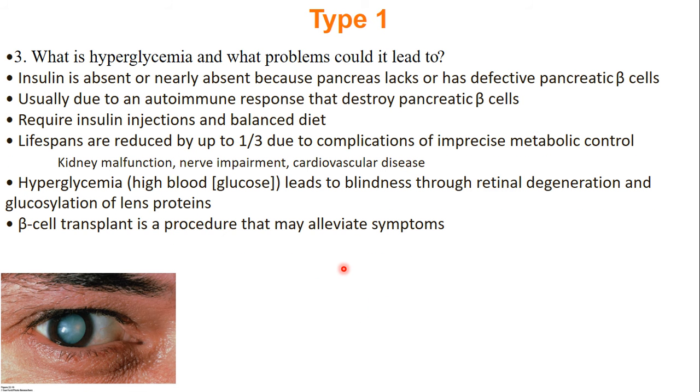What is hyperglycemia and what problems could it lead to? So during diabetes, either through not producing insulin or not recognizing the insulin you made, you're going to have a higher level of glucose in your blood. This is hyperglycemia. And one of the problems that we talked about that it can lead to is retinal degeneration, glycosylation of lens proteins. And just talking about type 1 diabetes in general, you can have kidney malfunctions, nerve impairment, cardiovascular disease. So you can have a lot of problems due to hyperglycemia.